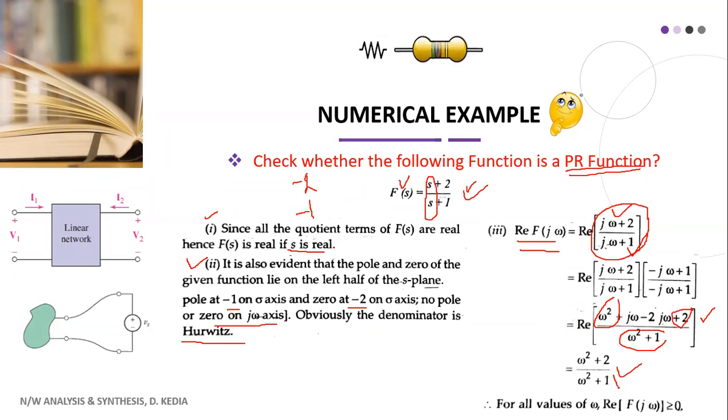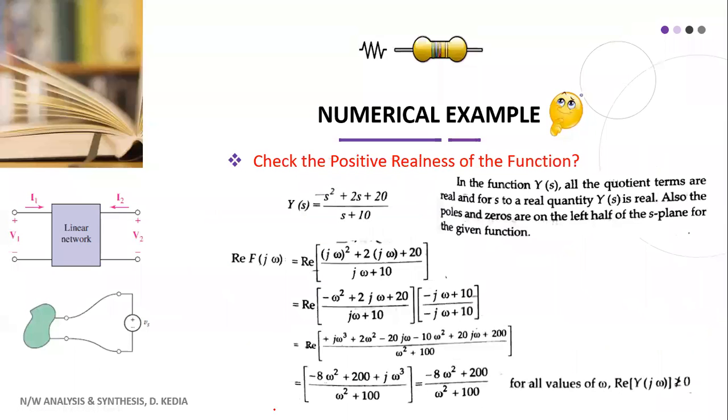And you see here that for all values of omega, this (omega square plus 2) by (omega square plus 1) is going to be greater than or equal to 0. So all three conditions are satisfied. So we can say that this given function is a PR function. I hope everybody has understood this. So after we have discussed this numerical, let us move to some more numericals that will further clarify the concept.